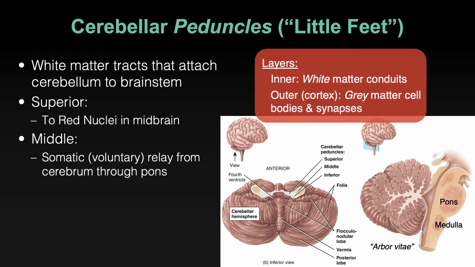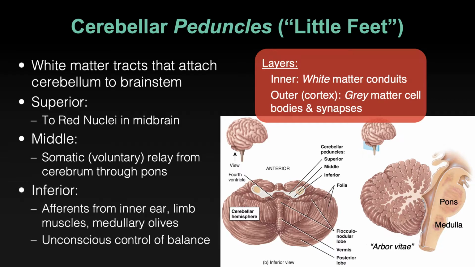The middle peduncles relay information through the pons. So this is where the brain as a whole, the cerebrum, decides to do an action. You voluntarily start walking out of class because you're bored. The signal to contract those muscles and start walking is relayed through the pons, through the middle peduncles to the cerebellum, and then onwards to the musculature of the legs. So the voluntary or the somatic nerves, that functional branch of the nervous system, arrives at the cerebellum through the middle peduncles.